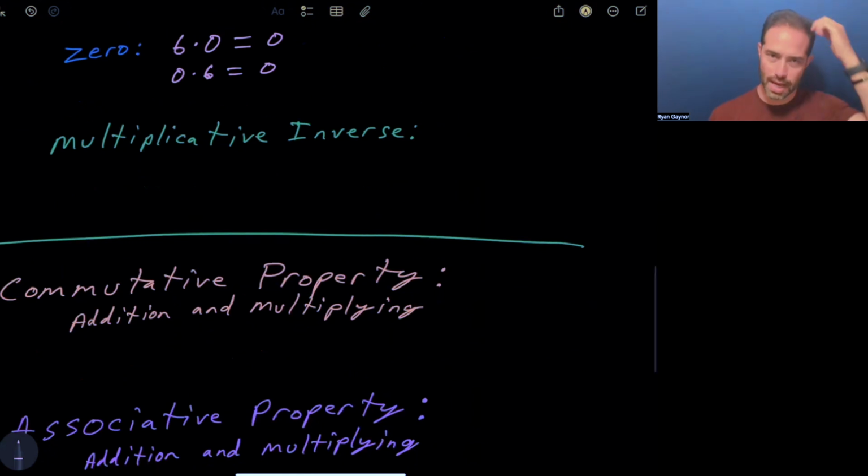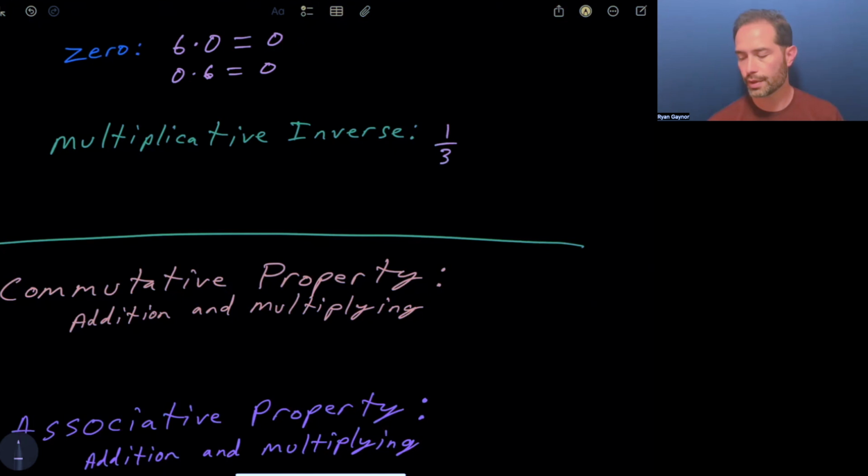Okay, so now we have one more for this section, which is multiplicative inverse. All right, well, what does that mean? So for every number, there is exactly one number such that the product of those two numbers equals 1. So for example, if we do something like 1/3 times 3/1, then that's going to equal, we do 1 times 3 on the top, we do 3 times 1 on the bottom, we get 3/3.